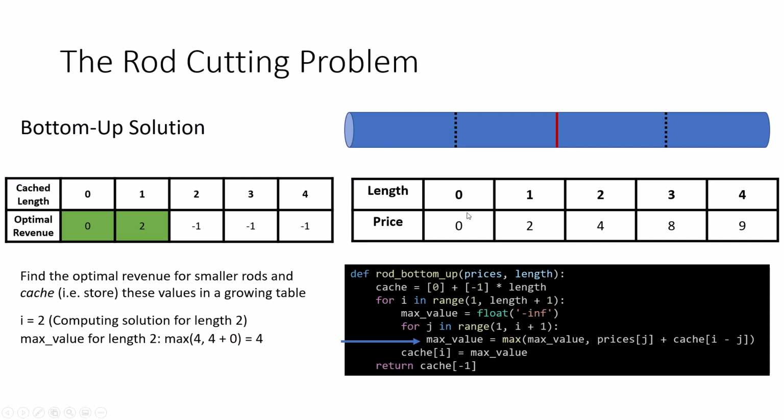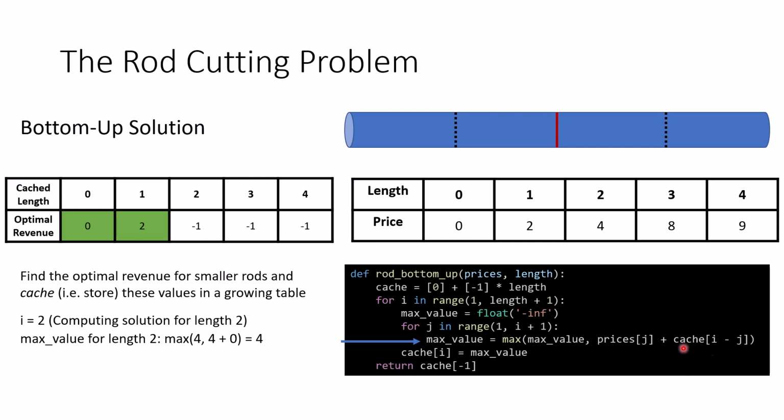Okay, and then there's another option. Well, we don't have to cut here. We can also just cut at the very end of the rod of length 2. And what'll that be? Well, that's going to have a price of prices at j, so prices of 2, which happens to be 4, plus the cached value for the remainder of the rod. And well, the remainder of the rod is just nothing, because if we cut it here, there's no more of it, because we're only considering up to this rod of length 2.